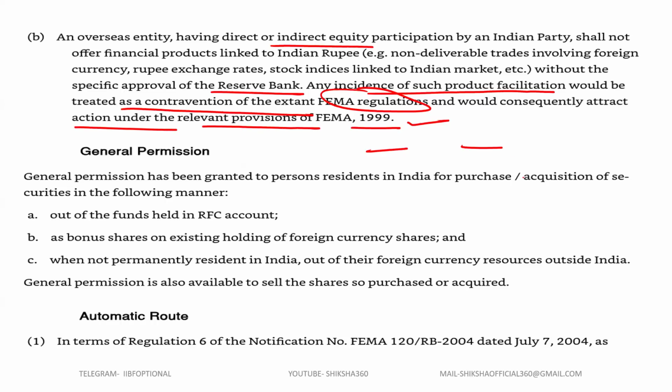General permissions have been granted to persons resident in India for purchase or acquisition of securities in the following manner. First, out of the funds held in the RFC account, resident foreign currency account. If they have it, they can invest. The RFC account we have already discussed in detail in chapter number 11. Second, as bonus shares on existing holdings of foreign currency shares. If they are already holding foreign currency shares and they get bonus shares, they are also allowed under that.